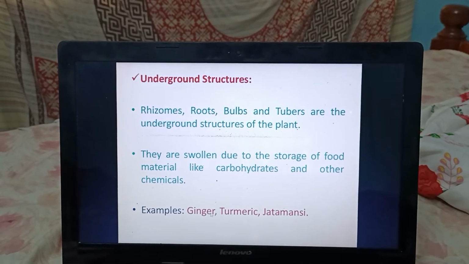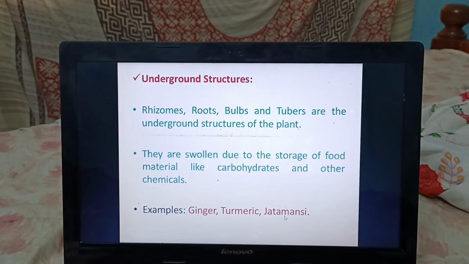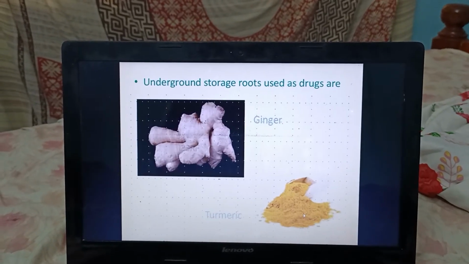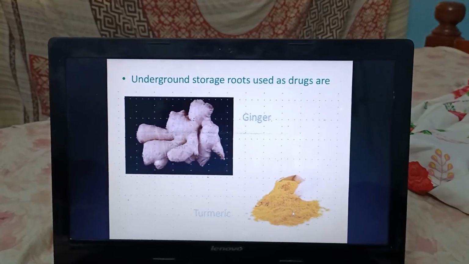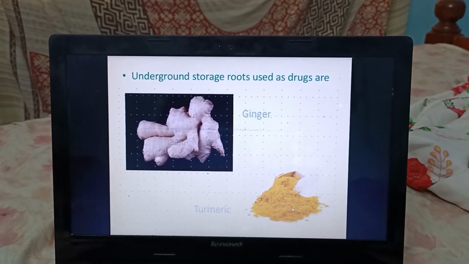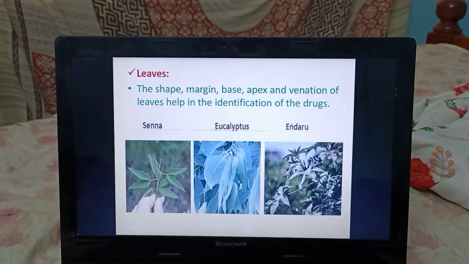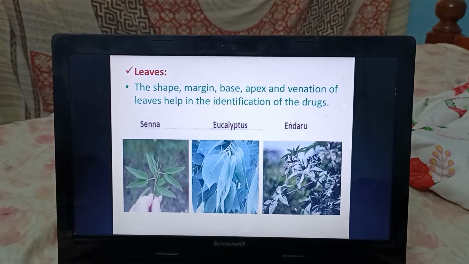Okay, examples: ginger, turmeric, jatamansi. I don't know what this is, so you can refer and tell what it is. Underground storage roots used as drugs are ginger, turmeric. And the next one is leaves.